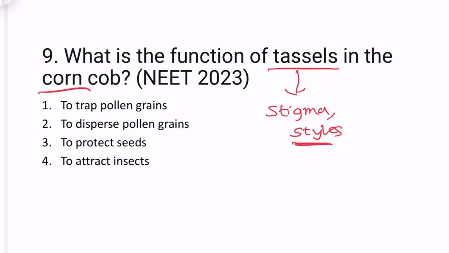They flutter in the wind, they wave in the wind to trap the airborne pollen grains, the pollen grains which are coming from the air. In order to trap those airborne pollen grains, these tassels of the cornucopia flutter in the wind for the sake of trapping the pollen grains. So the answer is the first option, to trap the pollen grains.